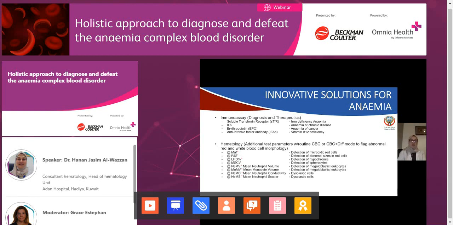In addition, there are hematological parameters, which can be derived from the routine parameters, within the routine CBC or the CBC differential mode, to flag the abnormal cells, like the microcytic anemia factor for detection of microcytic red cells, and the red cell size factor, which is detection of abnormal size red cells, low hemoglobin density percentage for detecting the hypochromic cells, mean spherocytic cell volume, detection of spherocytes, and the mean neutrophil volume and mean monocyte volume for detecting megaloblastic anemia, in addition to the mean scatter and conductivity for dysplastic cells.